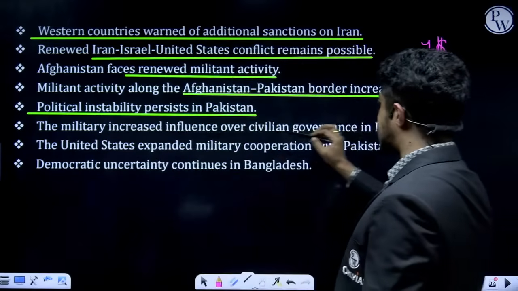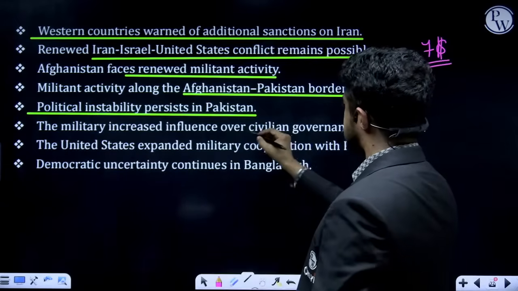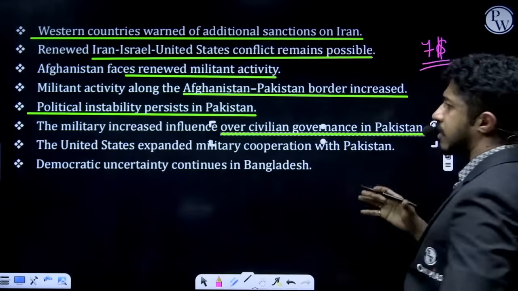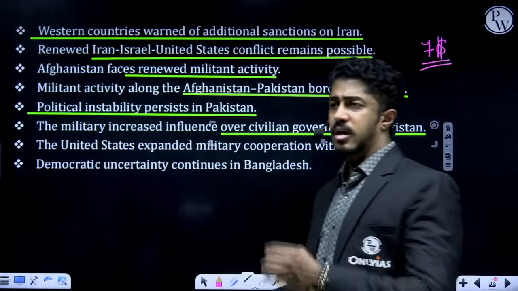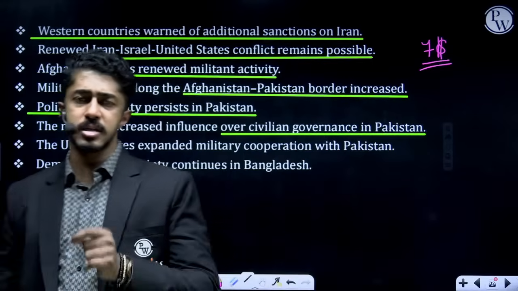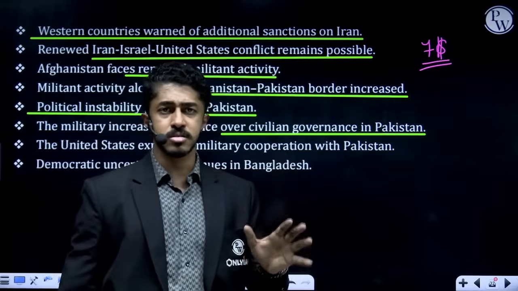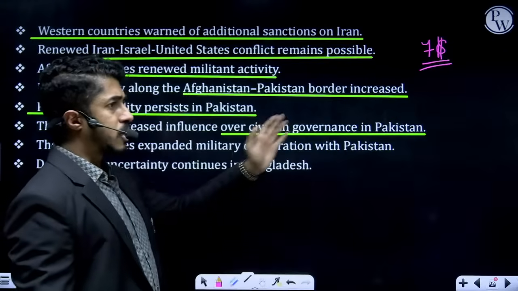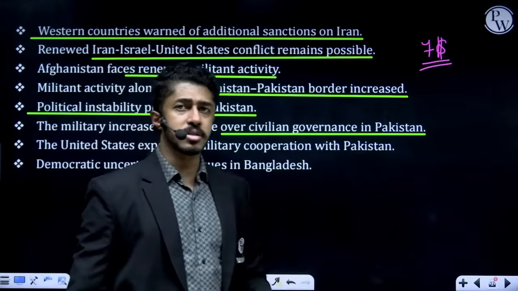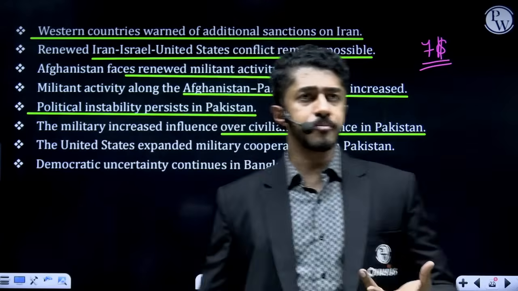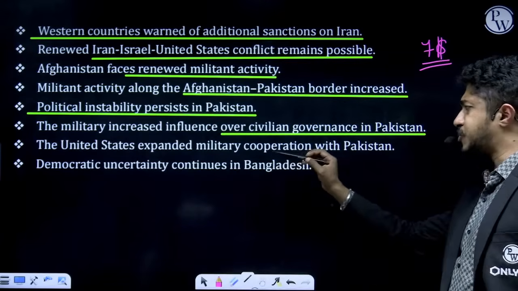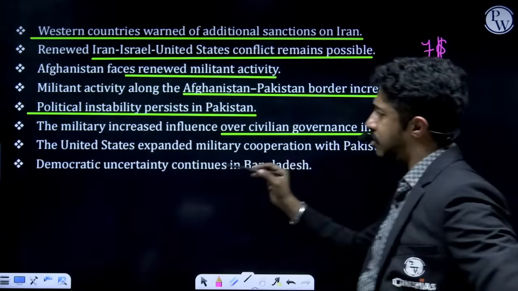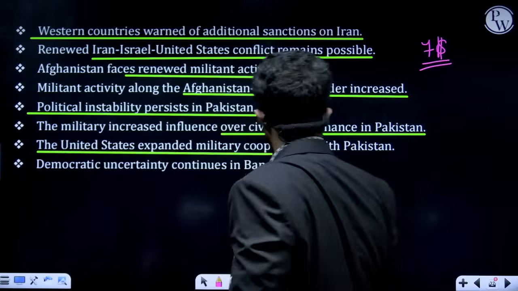The military increased influence over civilian governance in Pakistan. Surprise, surprise. We are very shocked to hear it. Not a single elected government in Pakistan has ever completed 5 years because of this military control. It has happened once again. What is the whole point? US expanded military cooperation with Pakistan. That is only to irritate India. That's it. Nothing else.